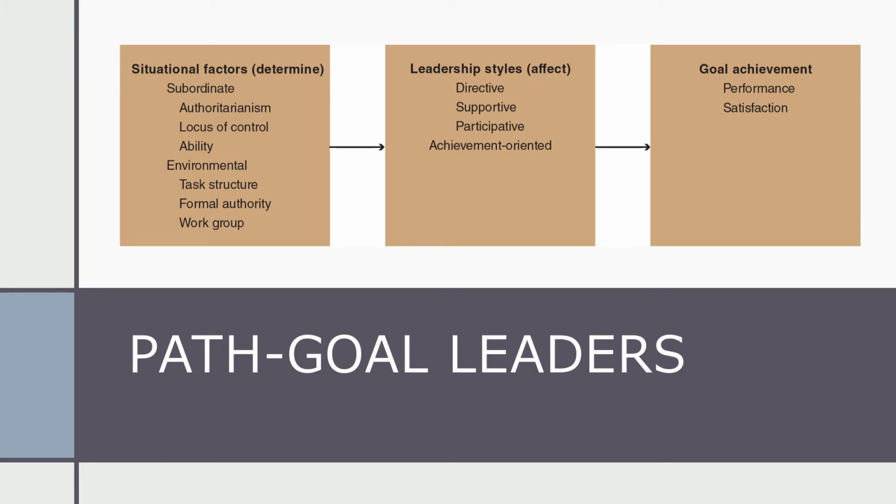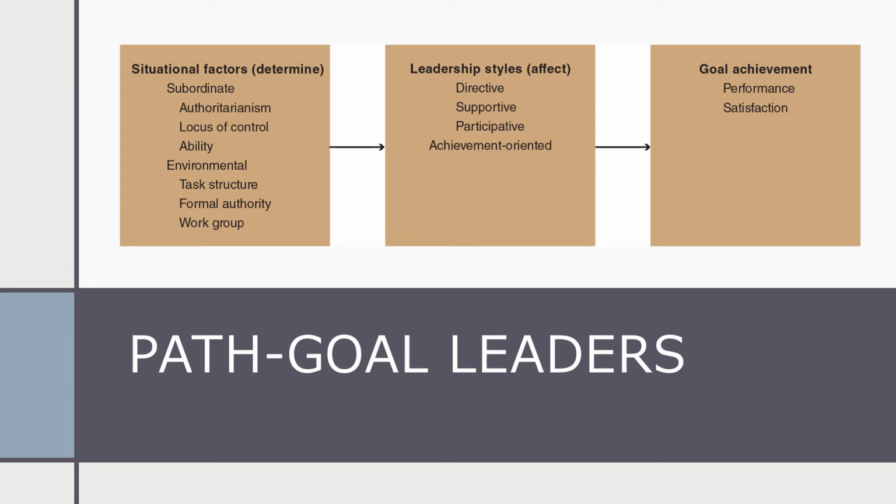They have internal locus of control and are highly competent and therefore do not need directives. And number 3 is participative. Managers solicit employee input with shared leadership. Participative leadership is appropriate when subordinates want to be involved, have an internal locus of control, and are high in ability. And number 4, achievement-oriented.